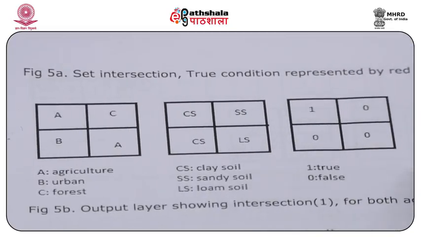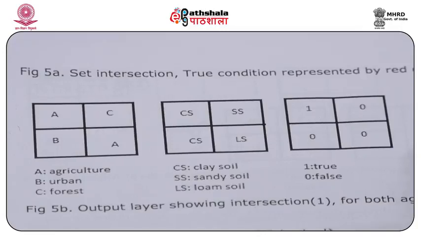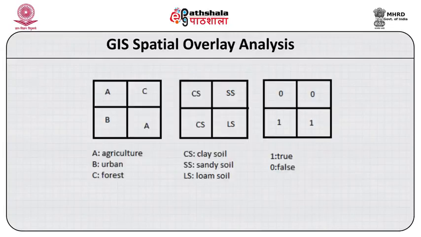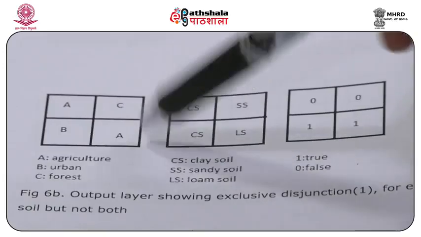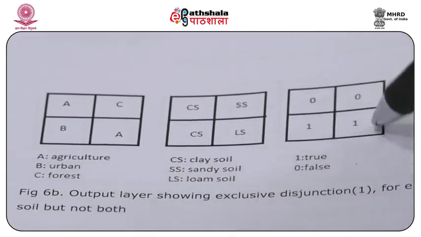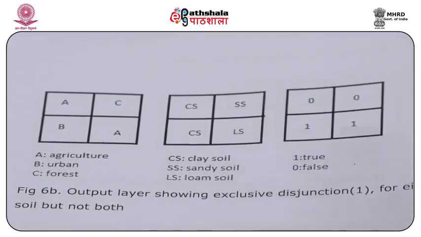So depending upon your requirement, you will decide whether you want to use the OR logical or the AND logical. The third method which can be utilized in Boolean algebra is exclusive disjunction. This is the logical operation XOR. What happens in this logical operation? Again you have those same 2 input layers, but now we are suggesting a true condition when either of the conditions is true but not both.